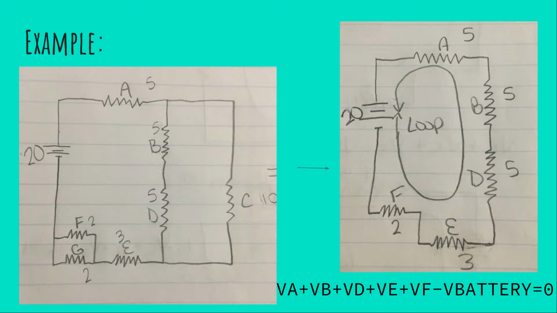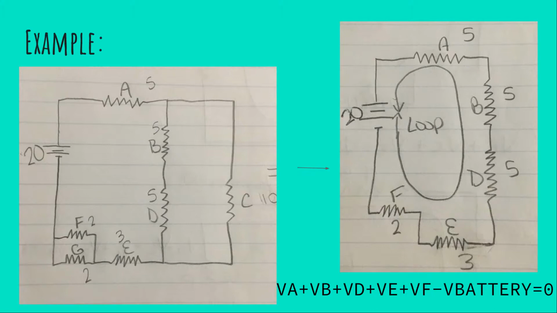So the first loop that I made includes resistors A, B, D, E, and F. So since we said that the law for voltage has to add up and equal the whole voltage of the battery, in this case it's 20. So just to put numbers to make it easier and put it in perspective for you, I made resistor A 5, resistor B 5, resistor D 5, resistor E 3, and resistor F 2.